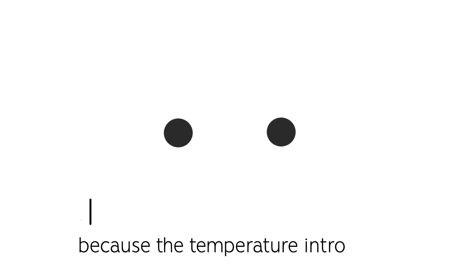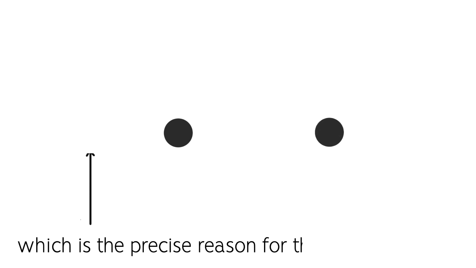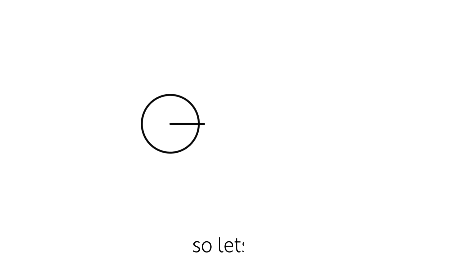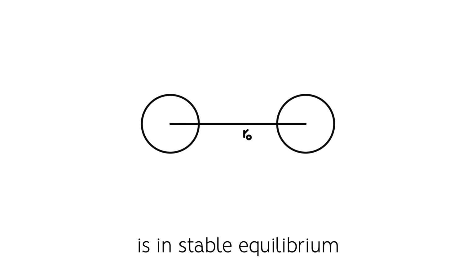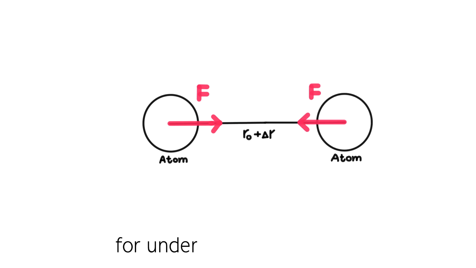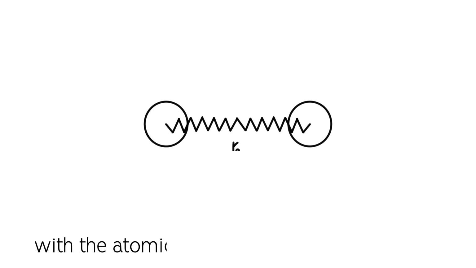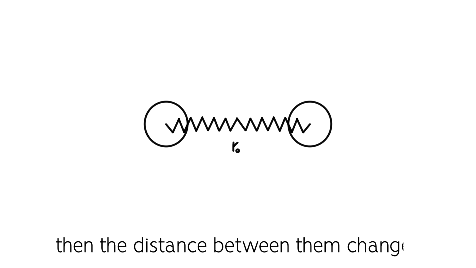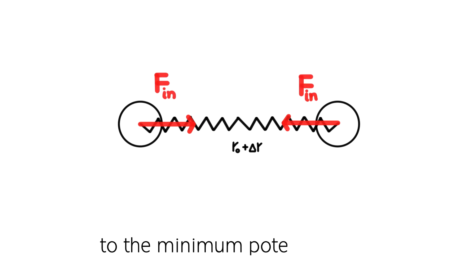Because temperature introduces kinetic energy, and the distance changes, which is the precise reason for thermal expansion. So let's say this is the same distance in this case. In this minimum potential energy state, the system is in stable equilibrium. If we increase the distance, a restoring force develops. For understanding this force, we assume the atoms are connected with hypothetical springs, with the atomic distance as the natural length. If we apply a force, then the distance between them changes, and a restoring force develops, and tries to bring the system to the minimum potential state.